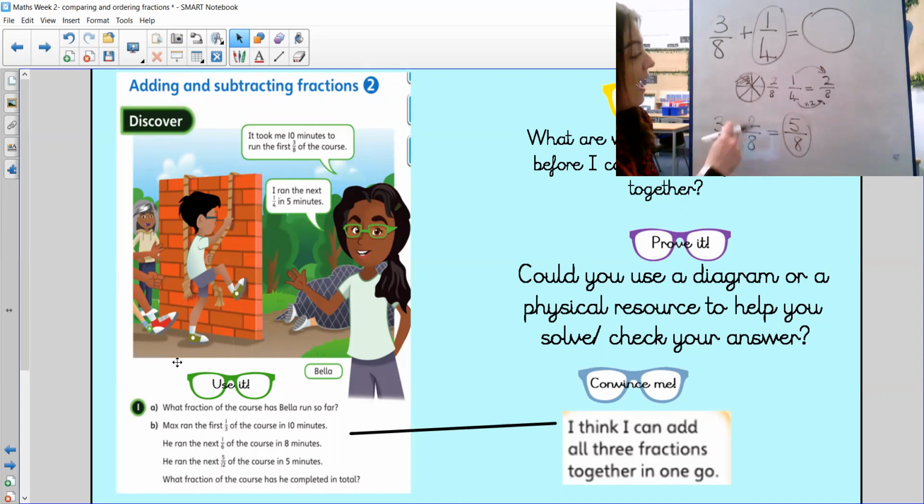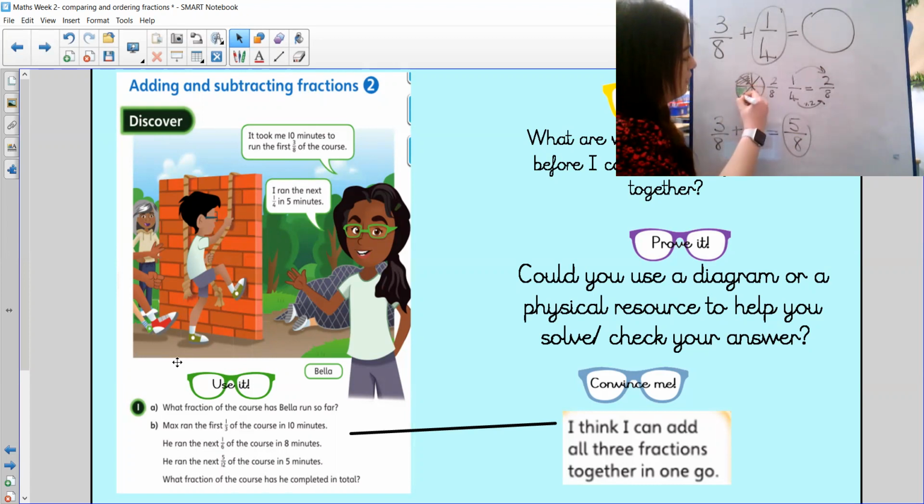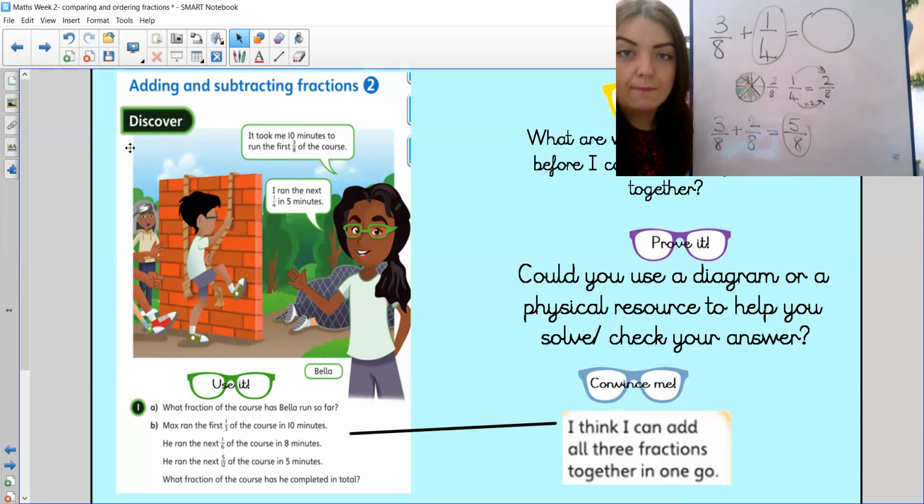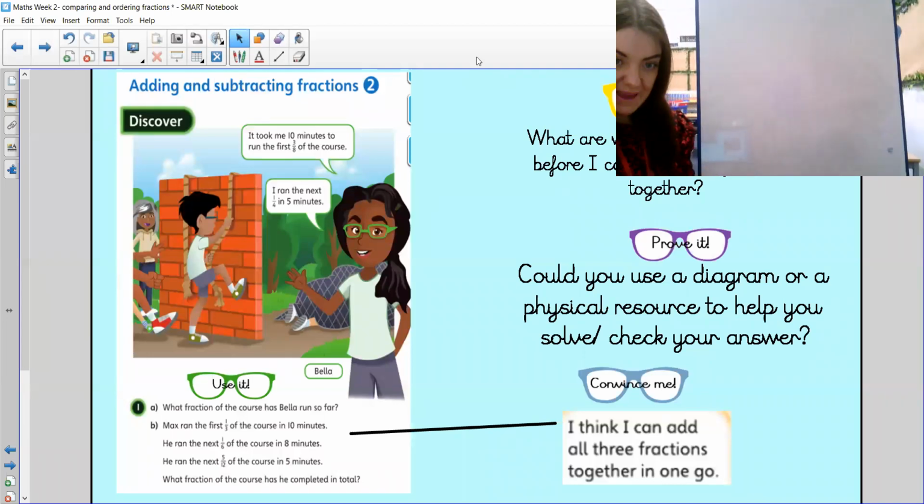Okay, so to prove that, I could use my diagram here where I've got my 2 eighths. I'm going to colour in 3 more of those eighths. And you can see 1, 2, 3, 4, 5 eighths is my answer. Well done to you if you got that one right. Fantastic.